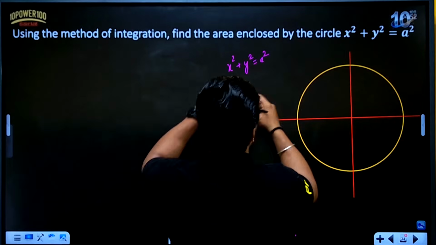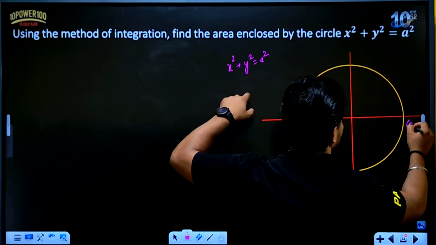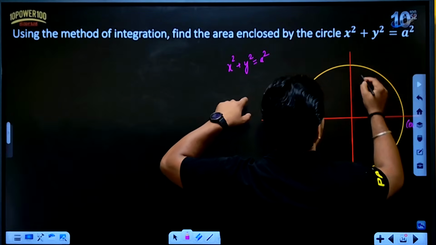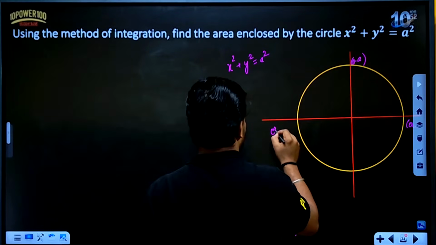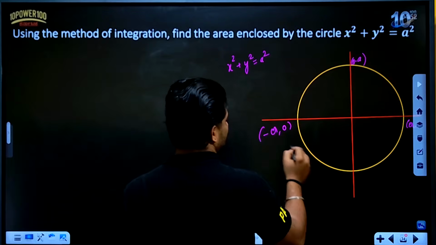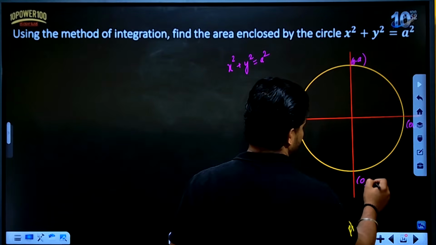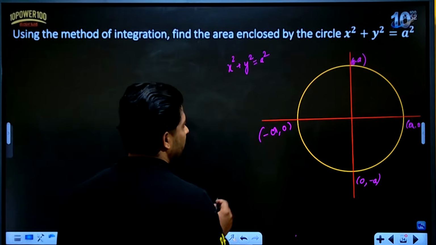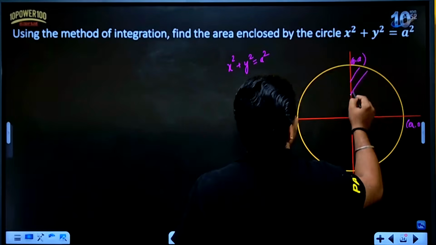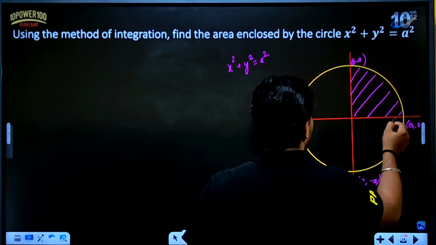So now what happens, the radius is a, it is (a, 0), and this is (0, a), and this is (-a, 0), and this is (0, -a). Okay, so we got this much. And now once again we are finding the area of this particular region. Shade this.